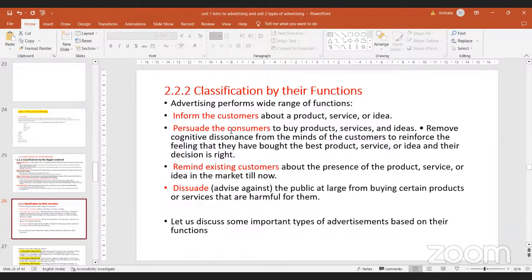That is something like wearing a mask when COVID attacked. So that was an idea, the prime important information that was disseminated when the COVID first case was identified in our country. So here, even maintaining social distance was also an idea that was disseminated with the help of advertising.